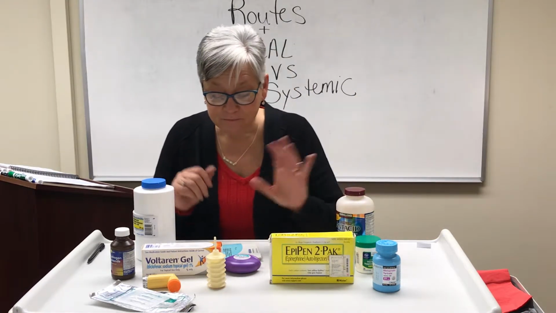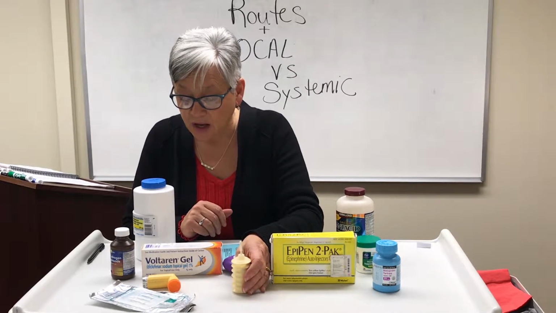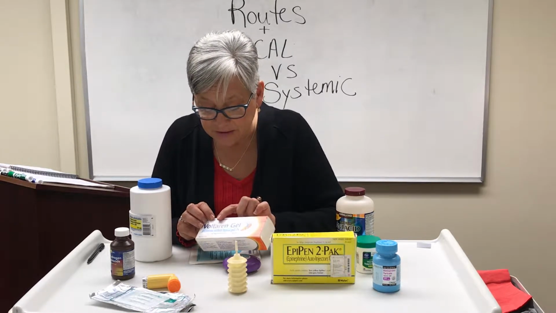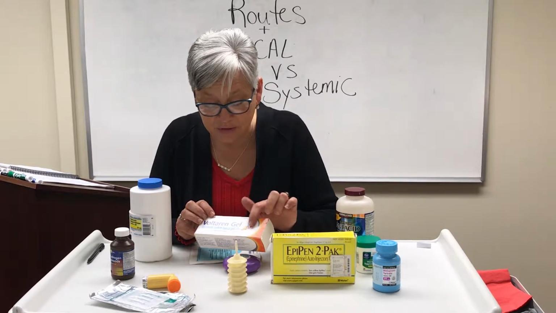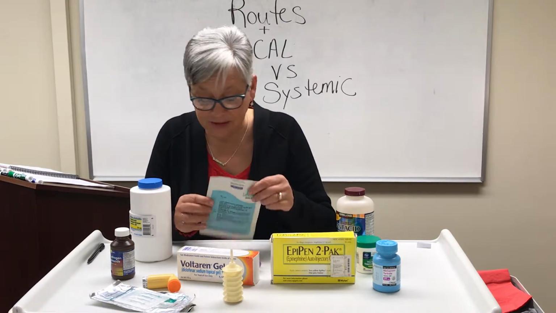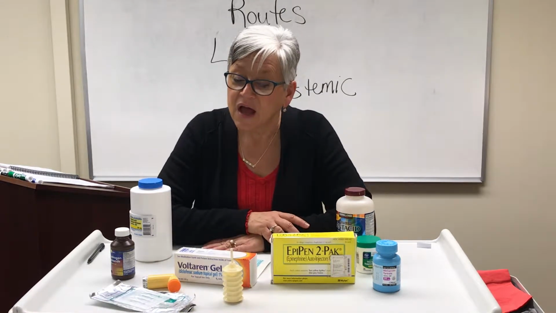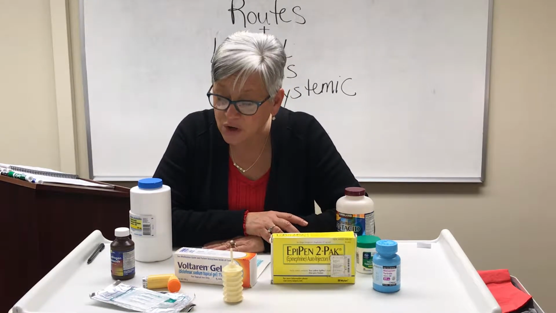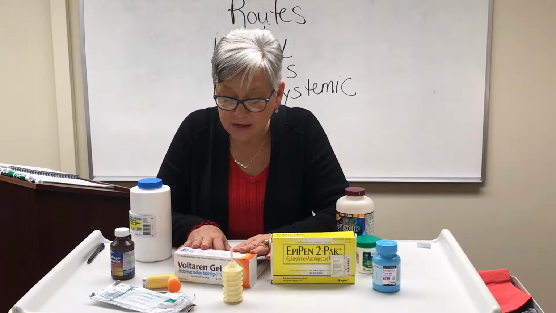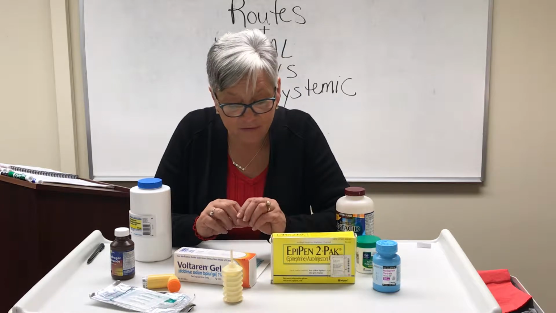How about topical? Topical, this is a wound powder that you would put on a wound. Topical could also be something like this. This is Voltaren gel. It's for arthritis generally, and you would put it on the joint where there's pain. So that would be an example of a topical, or perhaps something like this. This is a lidoderm patch. There's also other topical meds, such as like a nitroglycerin patch, or they also make some like duragesic patches that are very, very strong opiate patches that you have to be very careful with.